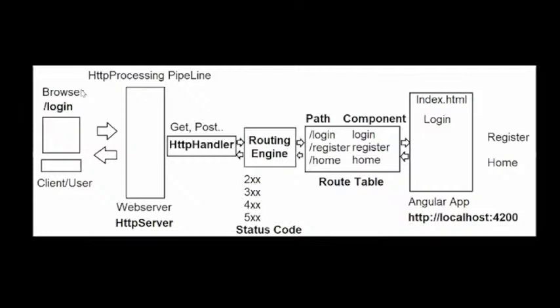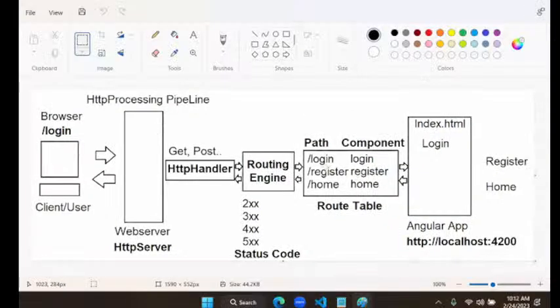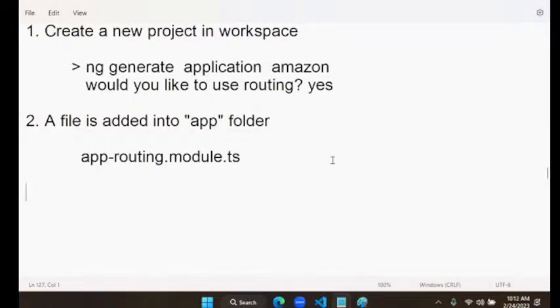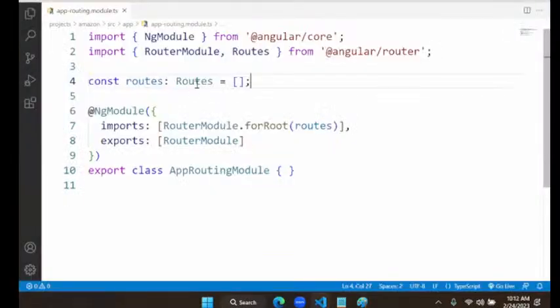A route table contains a collection of routes, and that route table is created here. This is a collection of routes. That is where we create the route table. In this table, we will mention what components we have and how to access them. That means what components we have and how to access those components.